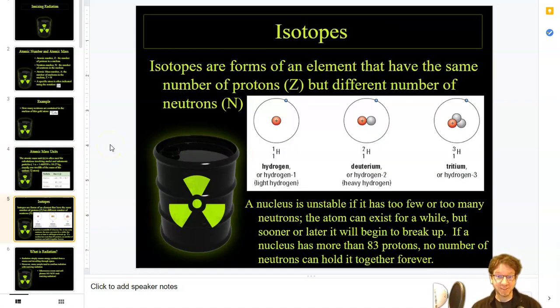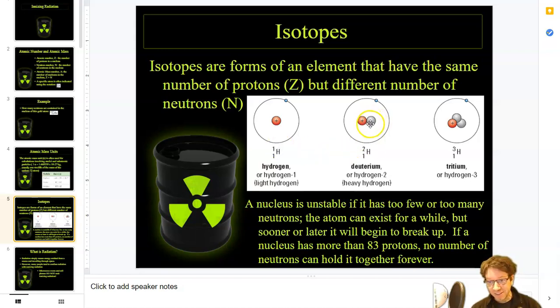Next, isotopes. So isotopes are when you have a certain element, and that element is defined by how many protons you have. But you could have a different number of neutrons in the nucleus. So let's take the simplest one, hydrogen. Hydrogen has 1 proton and 1 electron orbiting. So we would write it as 1 and 1. Because there's 1 proton and a total of 1 proton and neutrons.